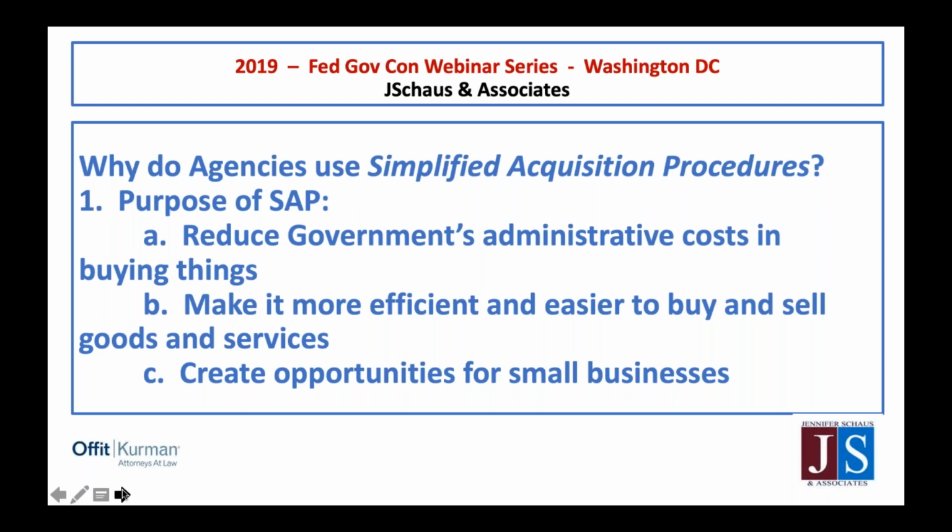It's less expensive for a contractor to submit a quote or to respond to an RFP, a request for proposal, and provide information only with respect to, for example, past performance, which, when the government engages in a SAP process, a Simplified Acquisition Procedure process, if it does use an RFP as part of its means of obtaining a service, for example, past performance is typically all that it'll ask for.